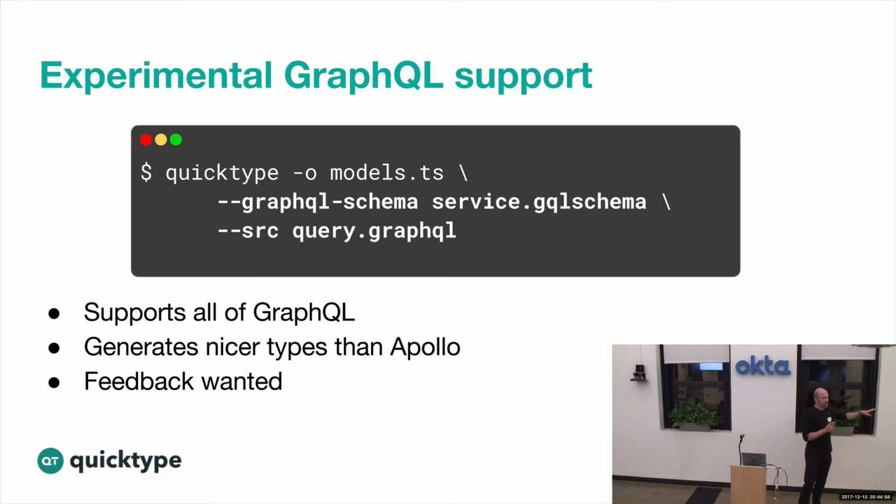If you've ever used the Apollo types, it basically makes one anonymous type for everything. It's just not a nice user interface. The type is technically correct, but it's not nice to work with. We generate types that are nice to work with. If you want to use this, please do, and let us know how it goes. We are super happy to help you with any problems that you have. And this goes, by the way, for anything regarding QuickType.